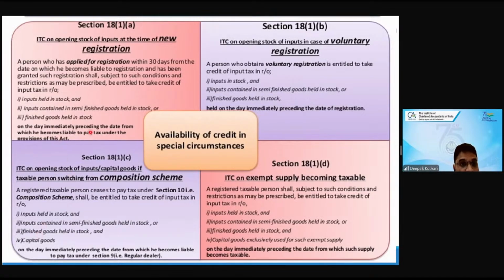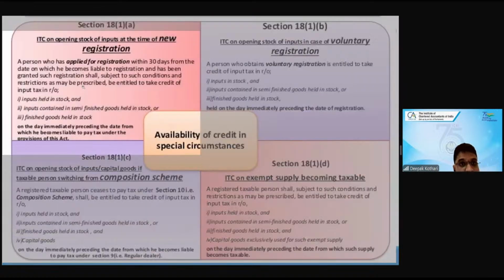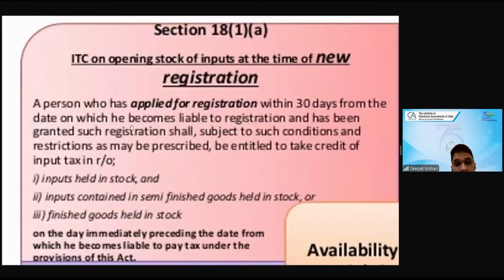So will you get the credit of this or no is the question. So we'll focus on this aspect, this first block of 18.1. So it says ITC on opening stock of inputs at the time of new registration. So a person who has applied for registration within 30 days from the date on which he becomes liable to registration. When does he apply for registration? He can apply anytime, right? When is a person liable for registration? So this is the critical part: from the date when he becomes liable to registration.